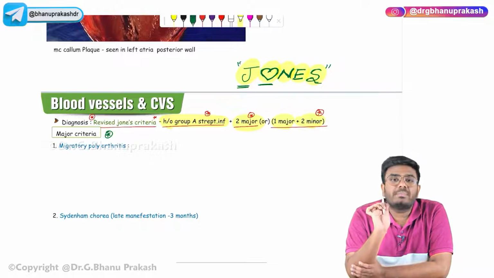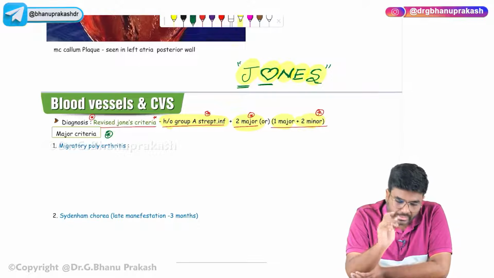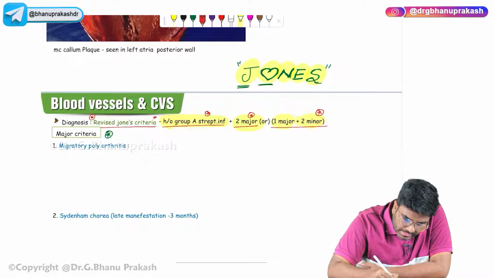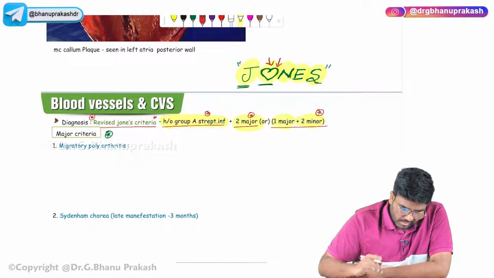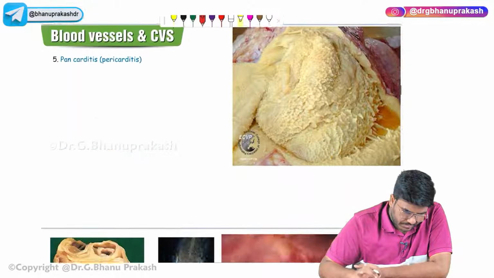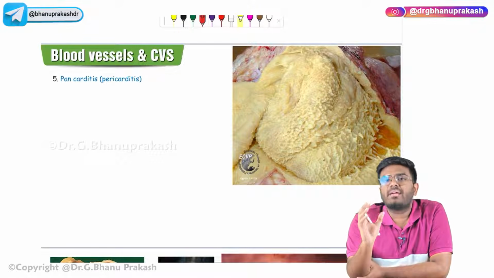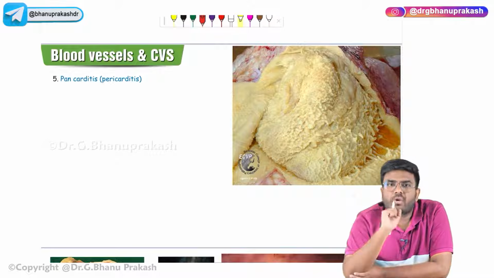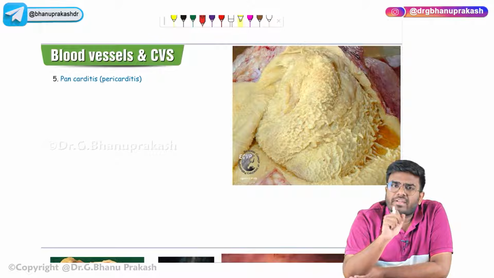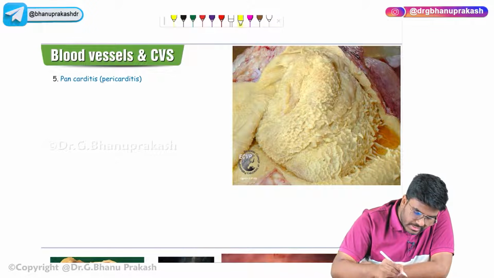So, now let's begin our topic with the major criteria. We will discuss the major criteria one by one. First, I want to start with the heart involvement. This is important. If a patient is having rheumatic heart disease, which part of the heart is going to be affected? Is it the pericardium, myocardium or endocardium? All 3 layers of the heart are going to be affected, and that's why it is called pancarditis.